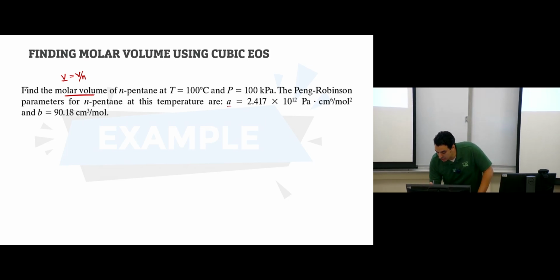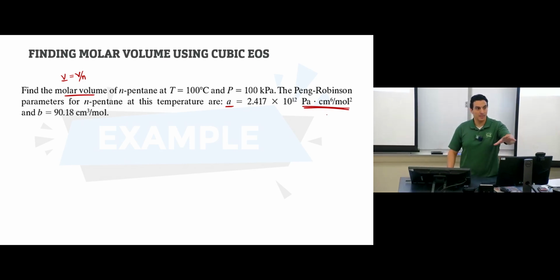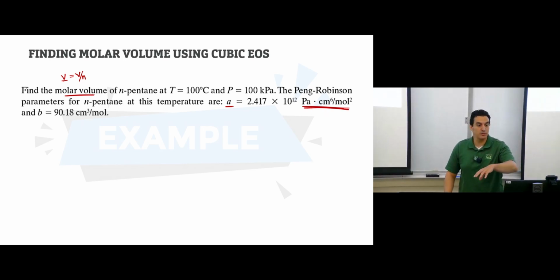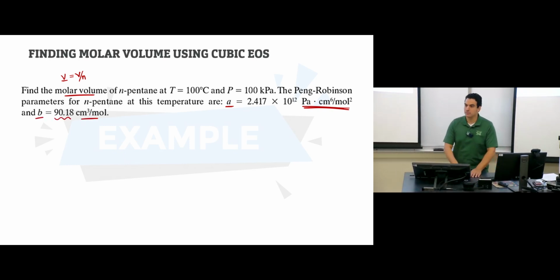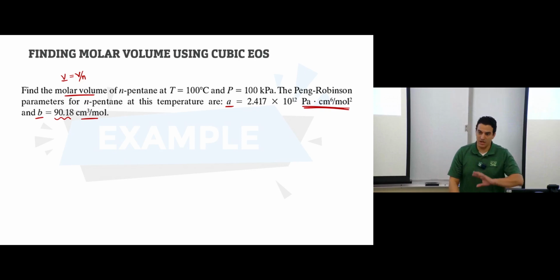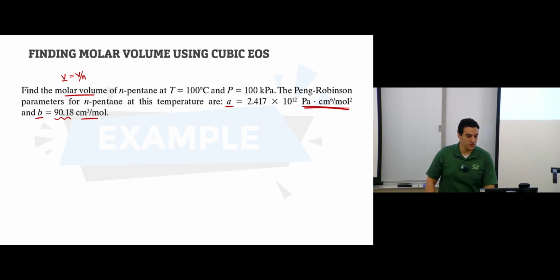Here he said the value of a parameter for Peng-Robinson equation is this one, and it's important to see the units here. Pascal, centimeter to the power 6 per mole square. And then we have the value of B, centimeter cube per mole. So this one is just straightforward. We have value of A, we have value of B, we just need to substitute in the equation to find the molar volume.